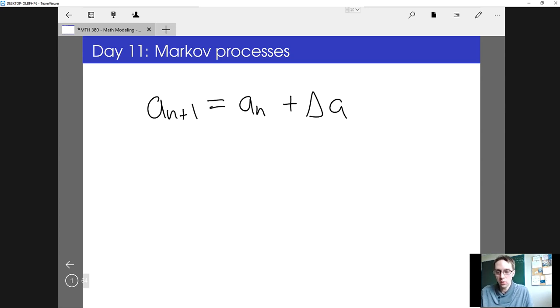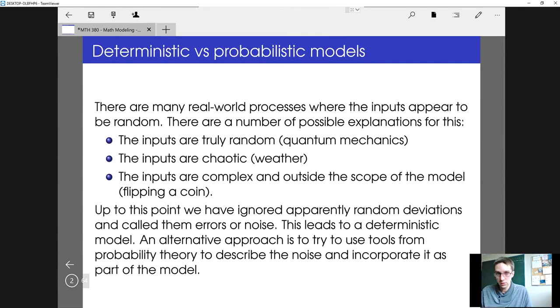So in this video, we're going to introduce the notion of a random process, and we're going to get into some of the ways that we can use probability to describe solutions to these types of problems, where we're not going to be able to say exactly what's going to happen, but where we might be interested in saying something like, well, what are the different possibilities that could happen, and what are the probabilities of each of those different possibilities? All right, so to start off, let's compare and contrast deterministic and probabilistic models.